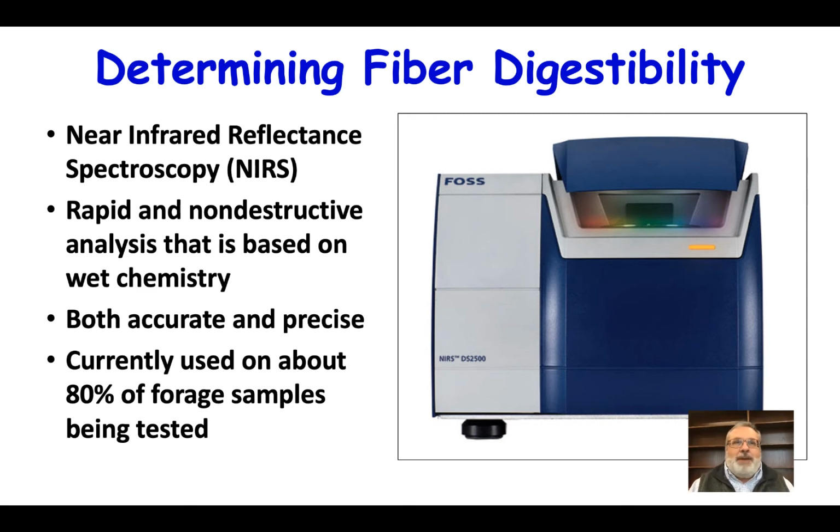This is a rapid, non-destructive analysis that's based on wet chemistry. So we do wet chemistry and then we build a correlation equation related to fiber digestibility. This is both accurate and precise. About 80% of the samples analyzed for forage quality in the United States are analyzed with near-infrared spectroscopy.